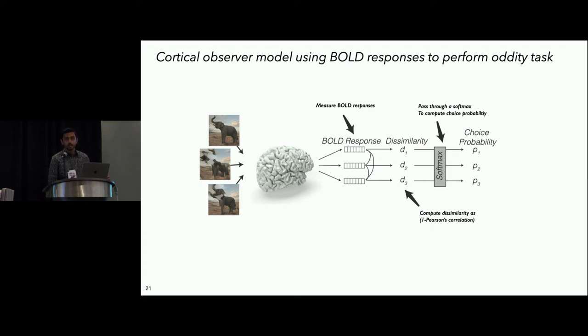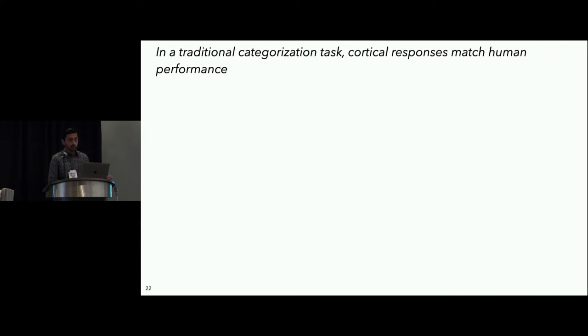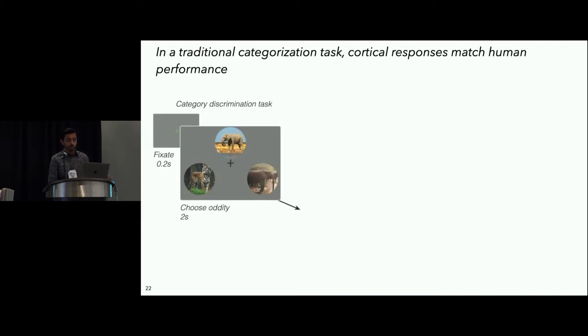So basically, this model will choose the image on each trial whose neural response is most different from the other two images presented on that trial. Okay, so as a data quality check, we ran a traditional categorization version of this task, where people were shown three natural images, one of which contained an object of a different category, and two of which contained objects of the same category, and subjects were asked to choose the odd one out.